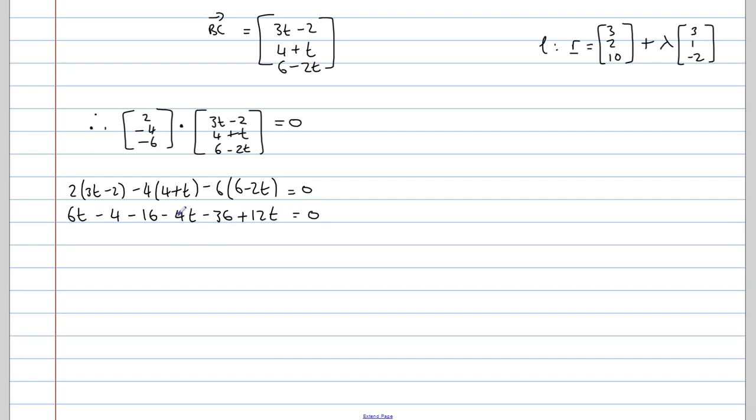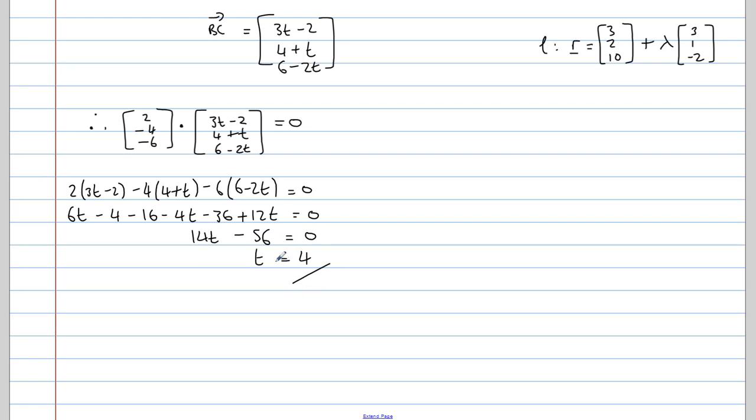6t minus 4t is 2t, plus 12t, that's going to give us 14 lots of t, and we've got minus 4 minus 16, that's minus 20, minus 36 gives me minus 56. So adding 56 and dividing by 14 gives me t equals 4.